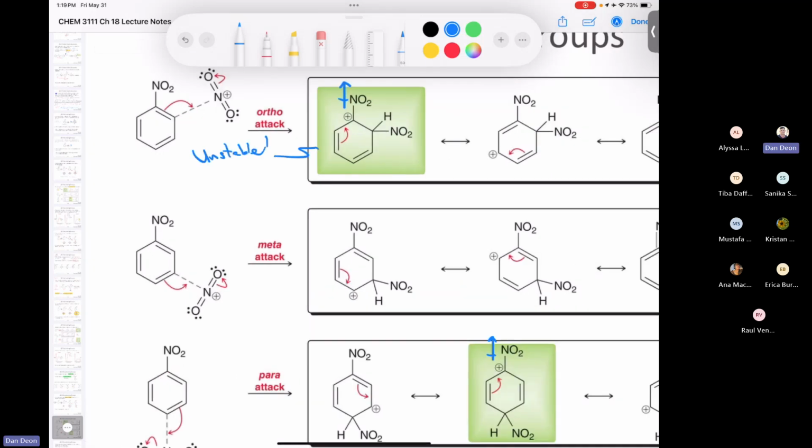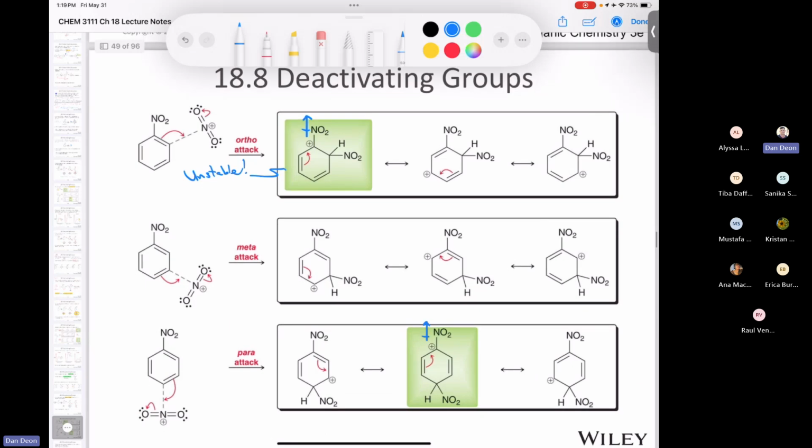So you could just put here: unstable! However, when we look at the sigma complexes that result from meta attack, check these out. We don't get any of them where the positive charge is adjacent to the nitro group, right? They're always at least one carbon away from the nitro group. So that's the rationale. That's it. Give me a thumbs up if you're with me on that, even part of the way. Great, awesome. Not an elementary concept, right?